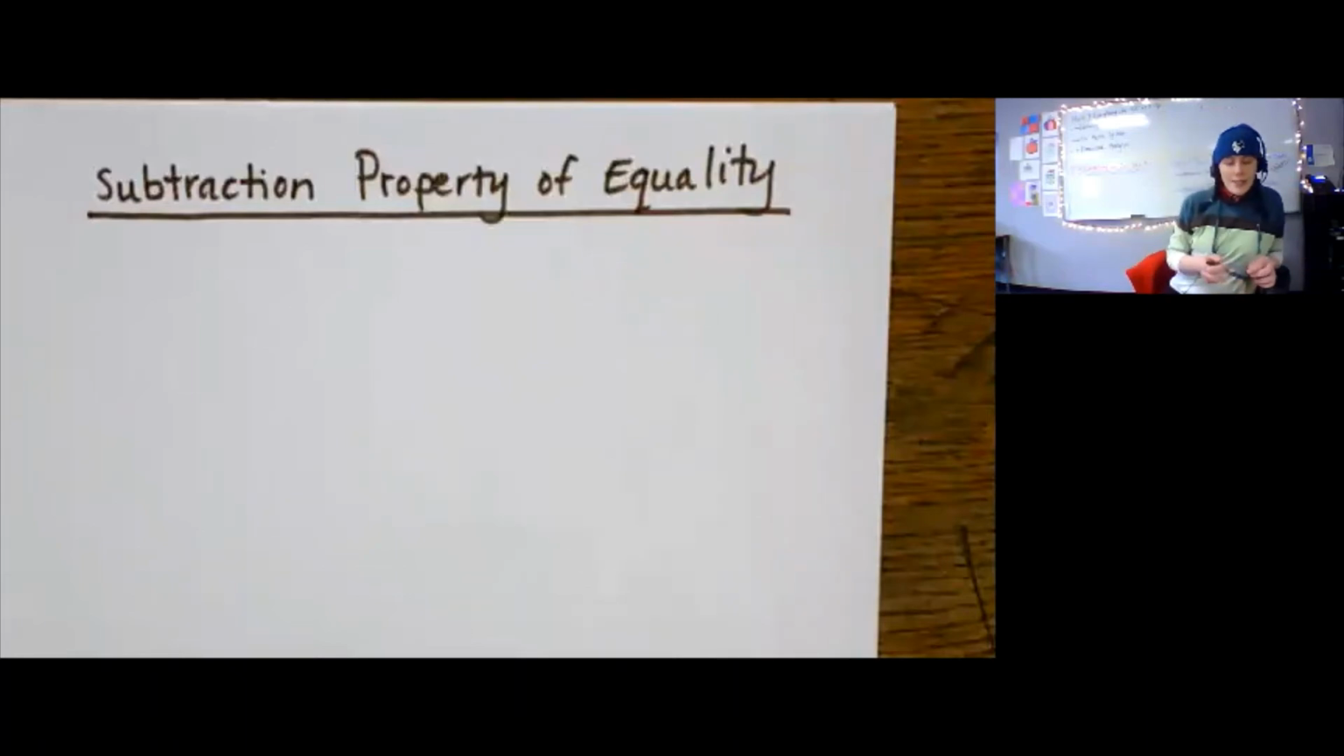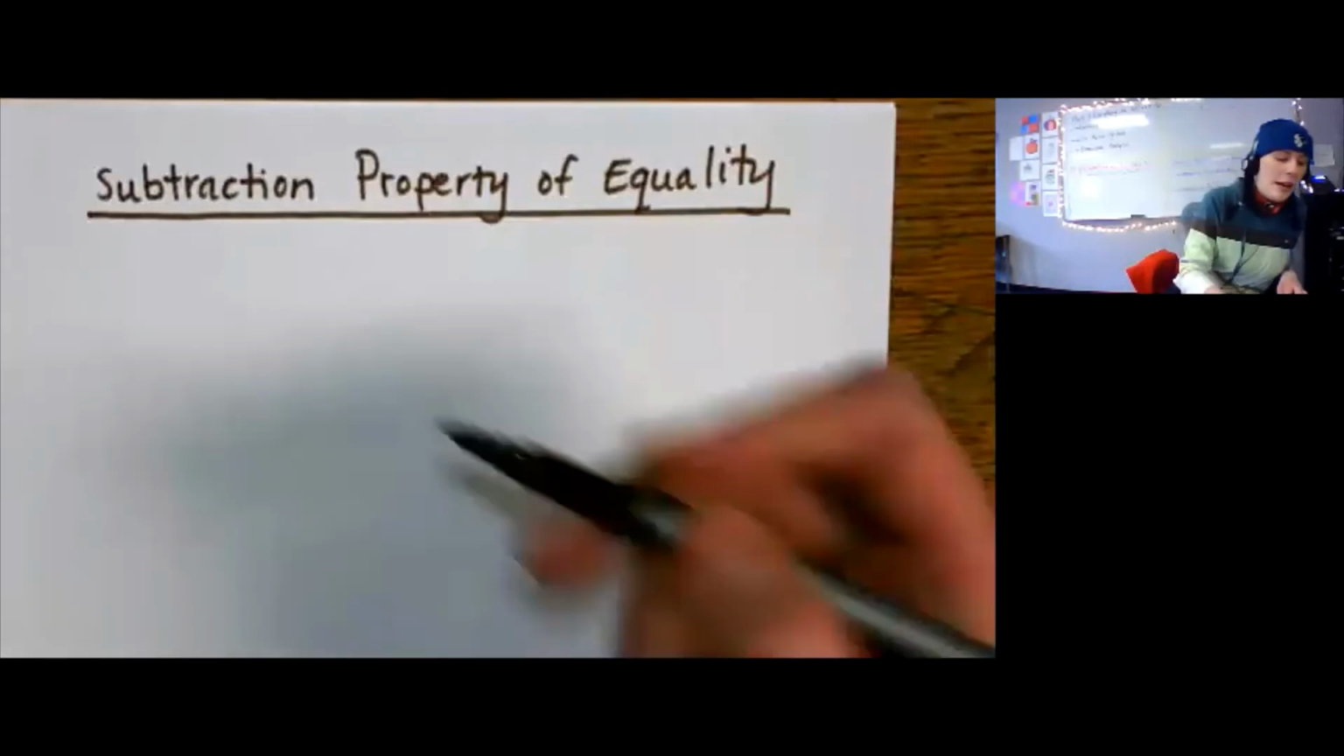Hello students. Today we are going to cover the subtraction property of equality. In the last section we covered the addition property of equality, and these two are similar. The only difference is with the additive property of equality, we are adding, and when we are working with the subtraction property of equality, we are subtracting.